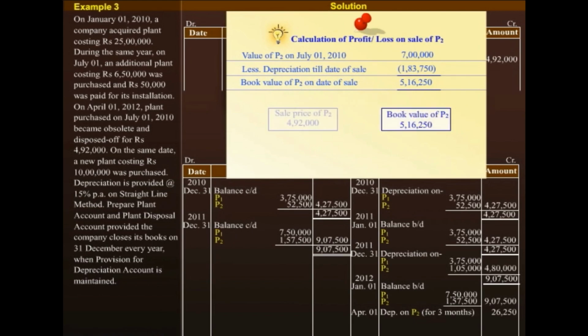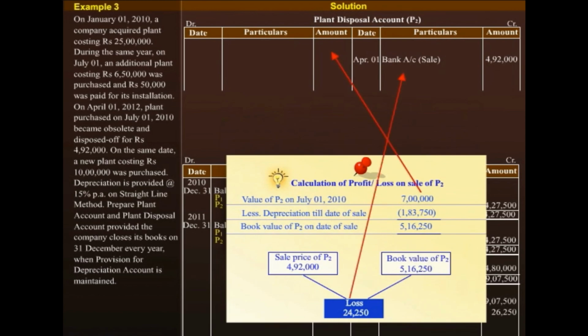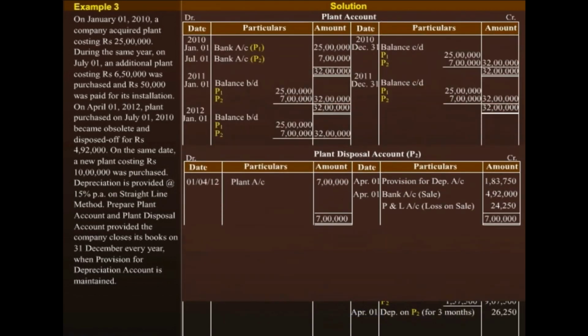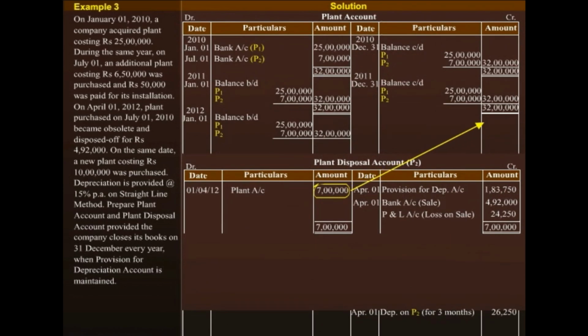However, the sale price of P2 is 4,92,000. Thus, clearly, there is a loss of Rs 24,250. Next, let's post all these figures in the plant disposal account like this and then close this account. Also, don't forget to show this 7 lakhs on the credit side of the plant account like this.